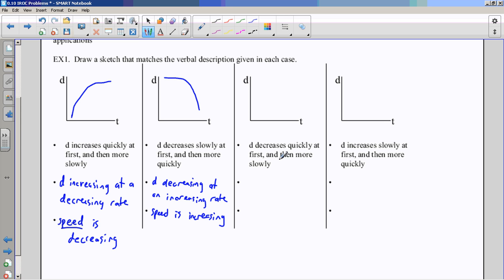Okay. D decreases quickly at first and then more slowly. So D is decreasing, but quickly at first, then more slowly. So D is decreasing, obviously, but at a decreasing rate, since the rate that the distance is going down is slowing.